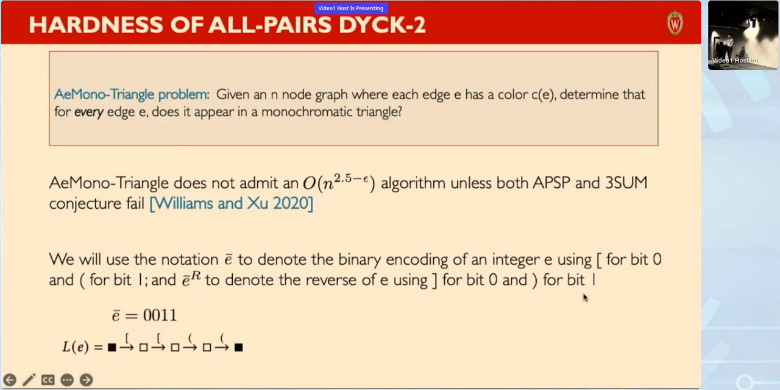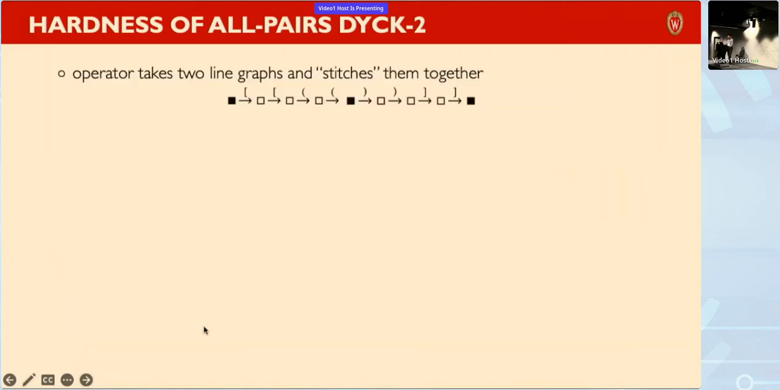As an example, if E is the integer 3, the line graph for this particular encoding would look something like this, where you have the two square brackets representing 0, 0, and open parentheses as 1, 1. And the reverse of that is just the reverse of this particular graph. So we will take these things and create a gadget. In order to do that, I also require an operator that takes two line graphs and stitches them together. In this example, I have taken the line graph for E and for the reverse of E, and I concatenated them.